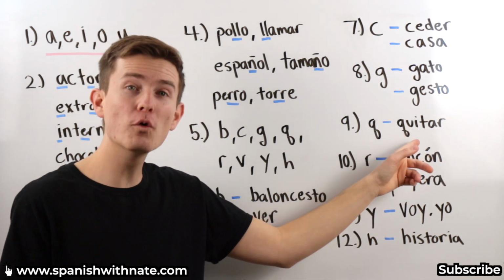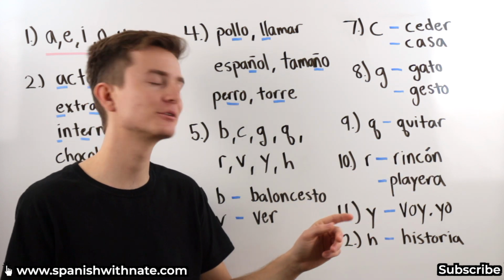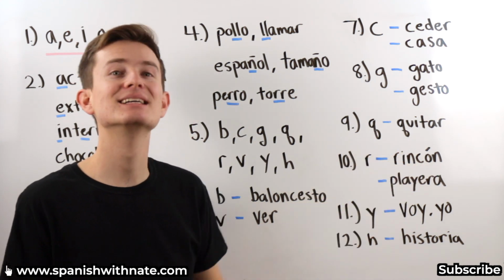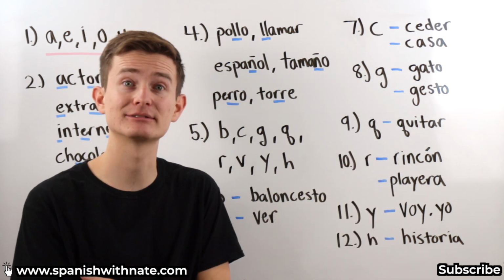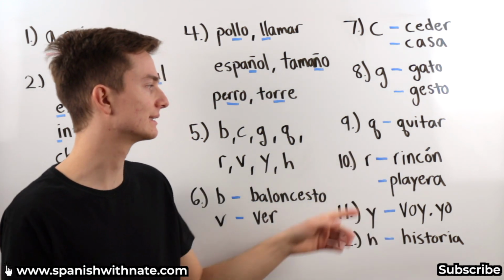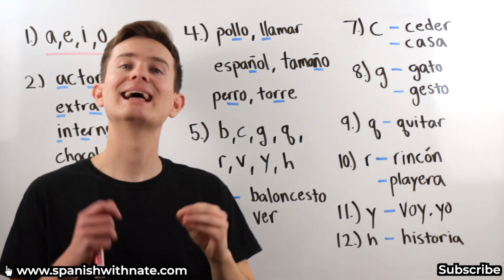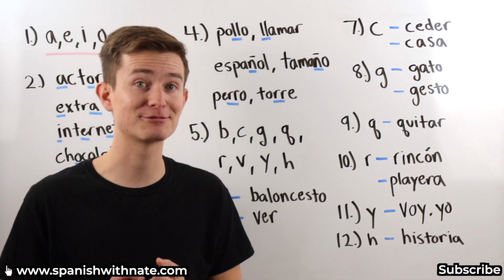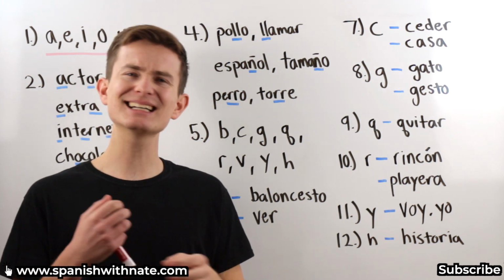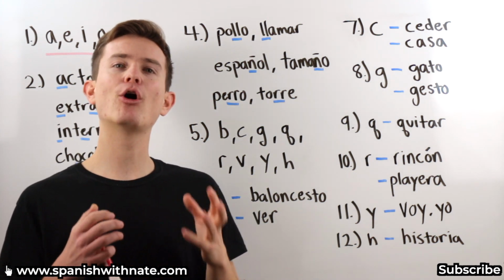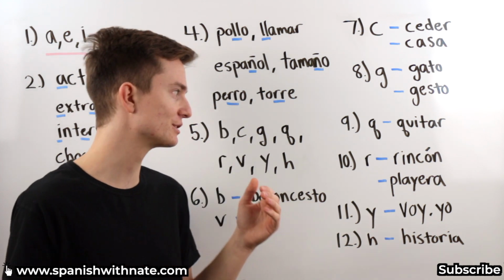Remember, the U is silent here, it's not pronounced. So it wouldn't be quitar, it's qui, quitar, meaning to take off. Next, we have ere. Now, ere can be a little bit tough for us when we're trying to speak the Spanish language. Why? Well, it's got kind of an awkward pronunciation, and it also has two different pronunciations to it.